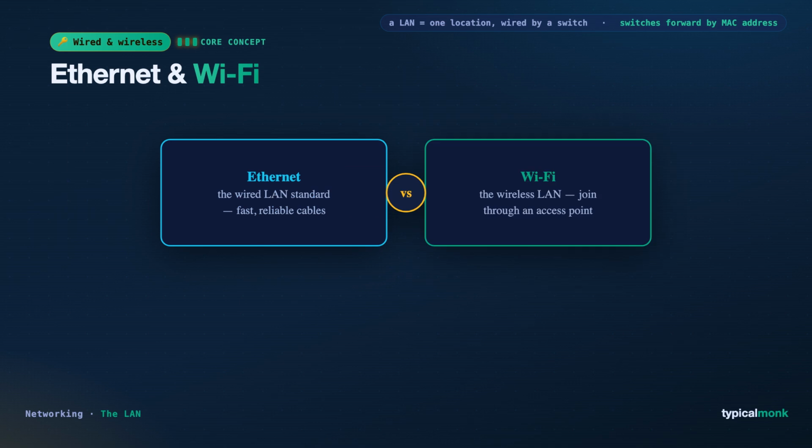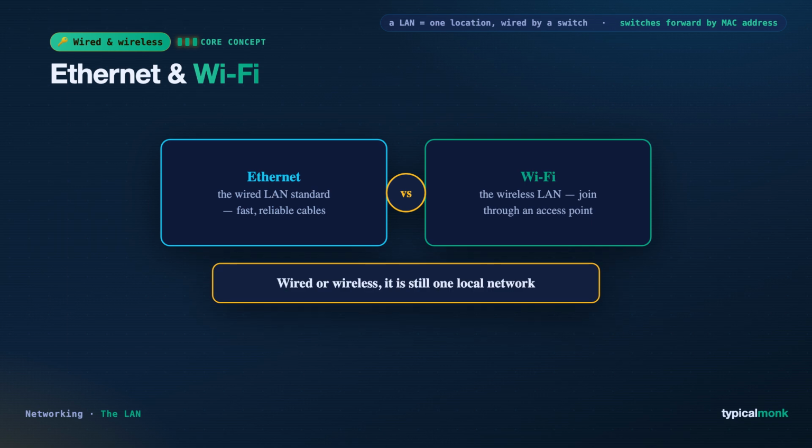The second is wireless, using Wi-Fi. Here, devices join the LAN through the air, connecting to an access point, the wireless base station, instead of a cable. It trades a little speed and reliability for the freedom to move around. But notice, whether a device joins by cable or over the air, it is still on the same LAN. Wired and wireless are just two doors into the same local network.